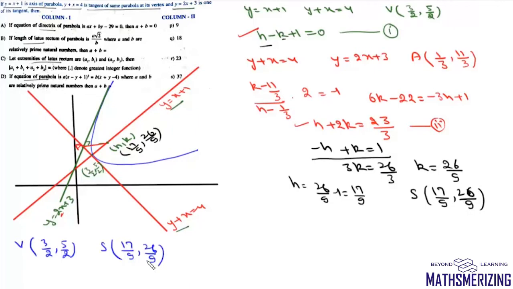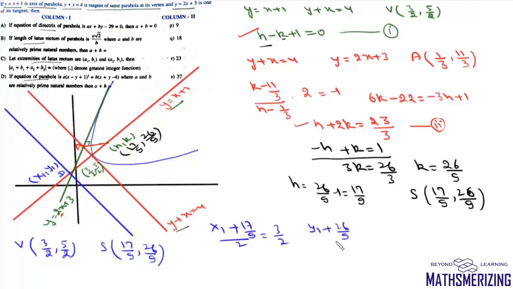So we'll find the base of the directrix. Suppose this is our directrix, and suppose this point is D. We know that the vertex is the midpoint of D and S. So if we take D as (x1, y1), then (x1 + 17/9)/2 is equal to 3/2, and (y1 + 26/9)/2 is equal to 5/2.